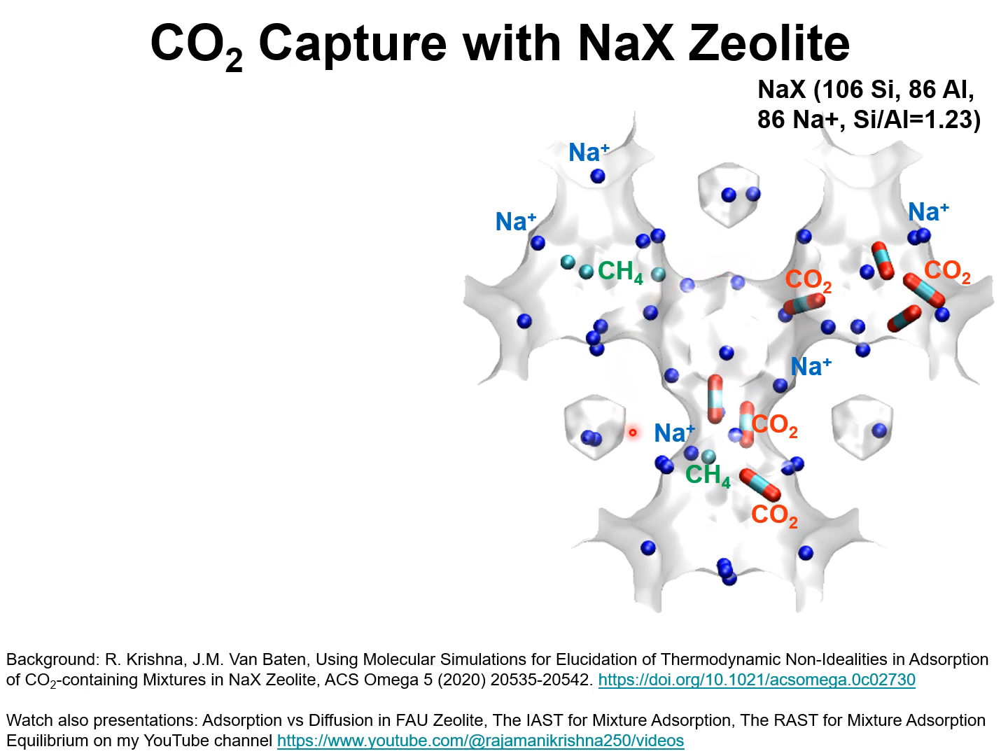Faujasite zeolite topology consists of cages of approximately 11 angstrom diameter. Each cage is separated from adjacent cages by apertures or windows that are 7.2 angstrom in size. In the process design of PSA units, the Ideal Adsorbed Solution Theory, or IAST, is commonly used to describe mixture adsorption equilibrium.